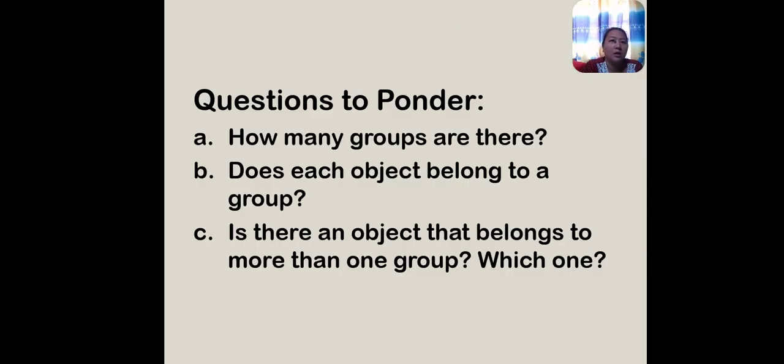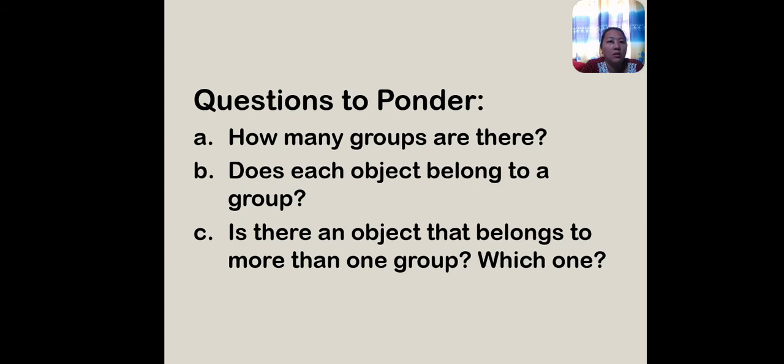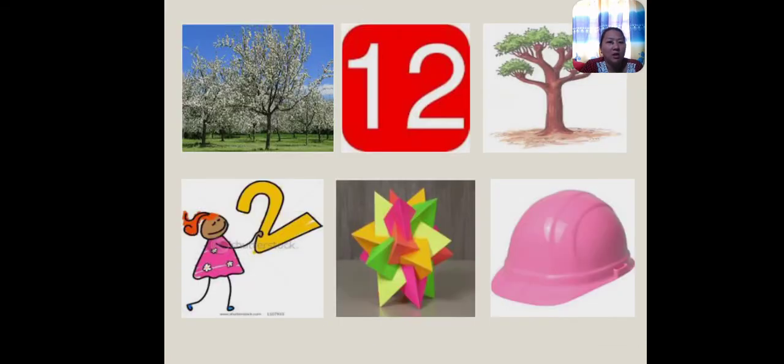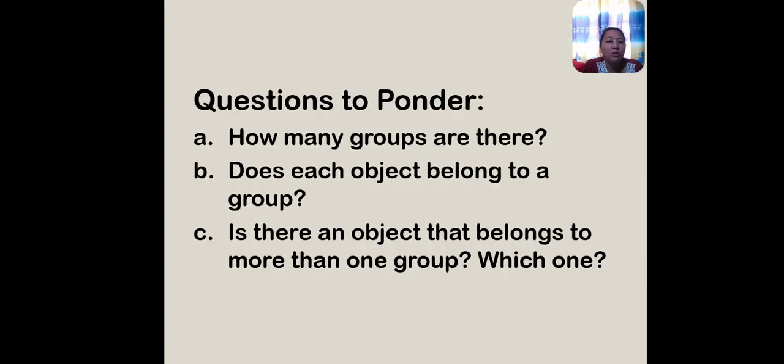And what is the last group? You can see here, some may say that it is a group of shapes. Some might say a group of polygons. But what do we call these objects? We call them polyhedrons. So, four groups in our given activity.